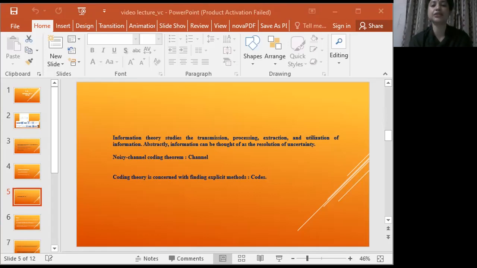What was Shannon's main result? The noisy channel coding theorem showed that in the limit of many channel uses, the rate of information that is asymptotically achievable is equal to the channel capacity. That is a quantity dependent on the statistics of the channel over which the messages are sent. Coding theory is concerned with finding methods, called codes, for increasing efficiency and reducing the error rate.